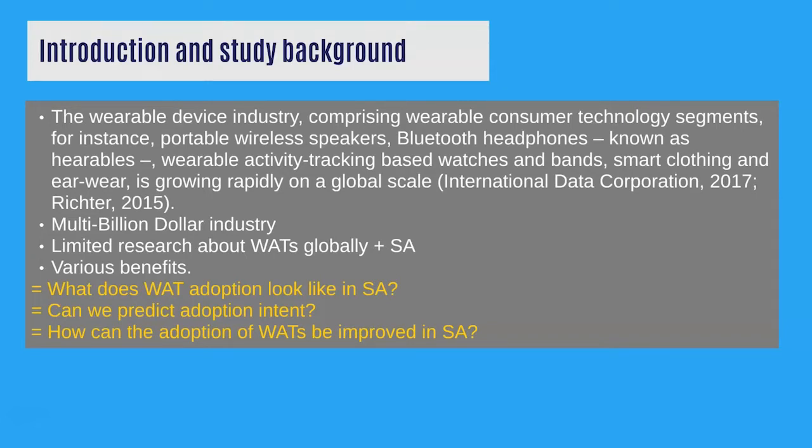You can also, of course, record various types of sport profiles, and there are various different levels of devices, from basic up until advanced. But in essence, this was a broad view of the several categories at the time, and then there was a limited amount of research globally, and especially in South Africa, which is a developing nation. So based on this brief background, I wanted to know, what does wearable activity tracker adoption look like in South Africa? I wanted to know, can we predict adoption intent? And if that is the case, how can I improve the adoption of wearables in South Africa?